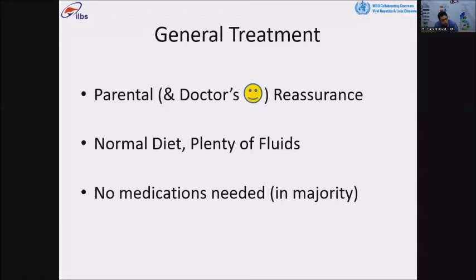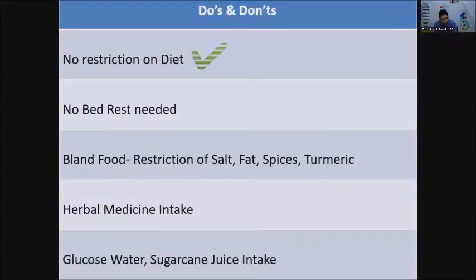So you don't have to restrict any diet. There should be a normal diet, plenty of fluids, and no medications are needed in the majority of them. There should be no restriction on diet, and no bed rest is needed. If they want to run, let them run. If they want to play, let them play. Children are children. You cannot ask them to lie down on bed if they are feeling well.